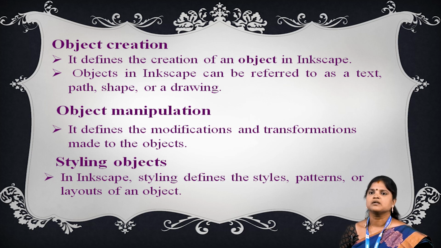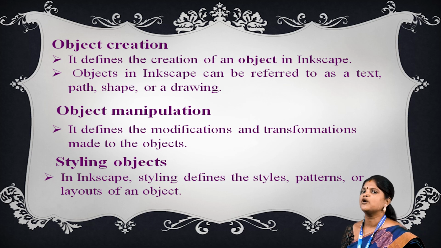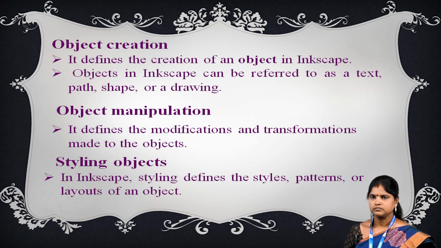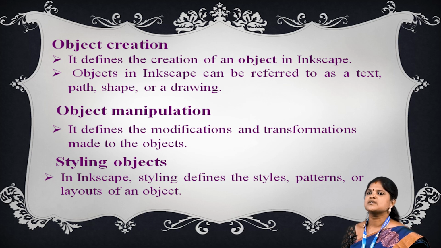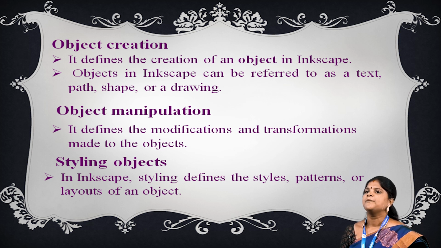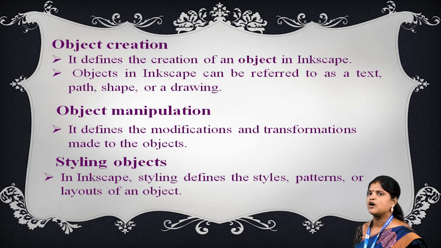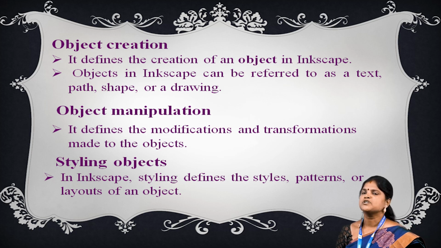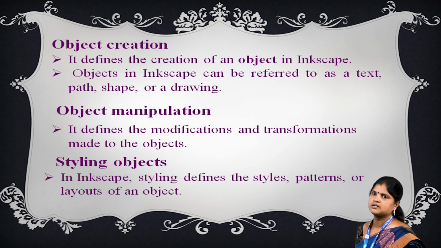Next is styling object. In Inkscape, styling defines the styles, patterns or layout of an object. Following are the subparts of the styling model. Fill. It is used to fill solid color, pattern, linear radial gradients and swatch in an object. It selects a color with the help of the color model, that means RGB, red, green, blue, alpha, etc.